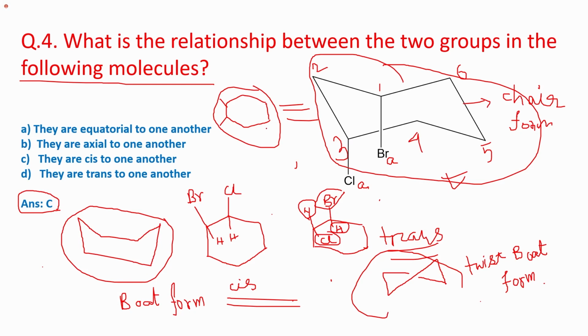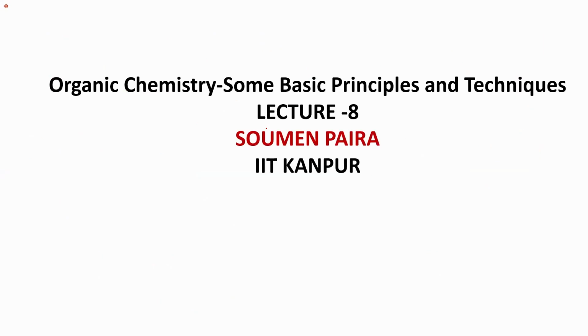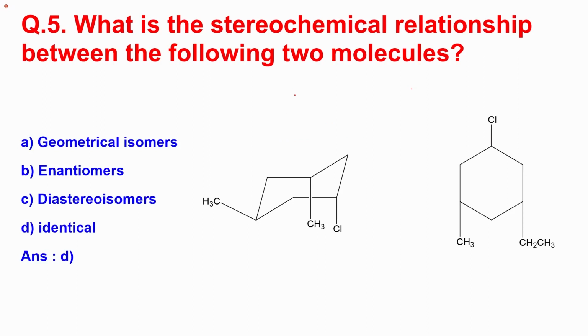Okay, now we'll start from here. So today the question number 5. Question number 5 is asking what is the stereochemical relationship between the following two molecules. So these can be the CH3 and the Cl. How can you distinguish the stereochemical relationship between the following two molecules?